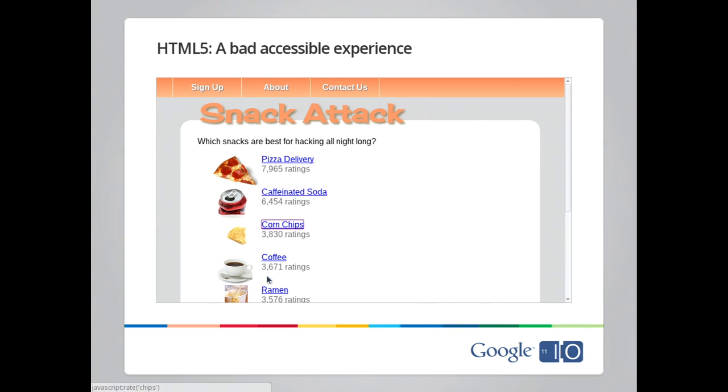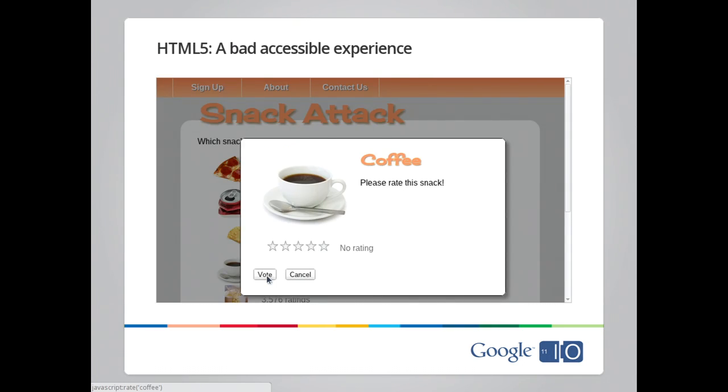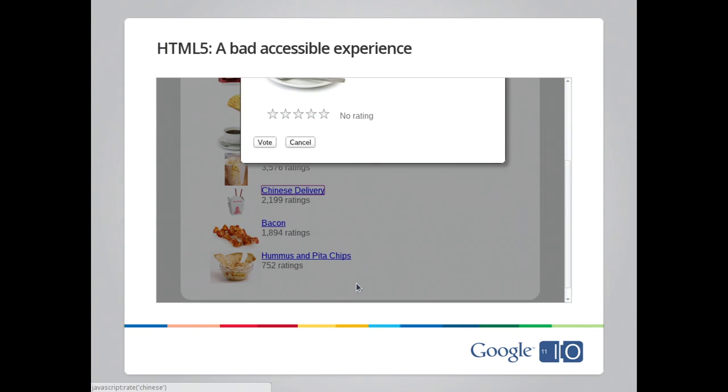So let's try the exact same experience. I go here to coffee, and I hit enter, and the dialog box appears. So far, so good. Now let's say I want to actually interact with the dialog. I'm going to press Tab again. Nothing happened. I'm going to hit it again. Oh, this is terrible. The focus is behind the dialog. So this is a poor experience for me as a keyboard user.